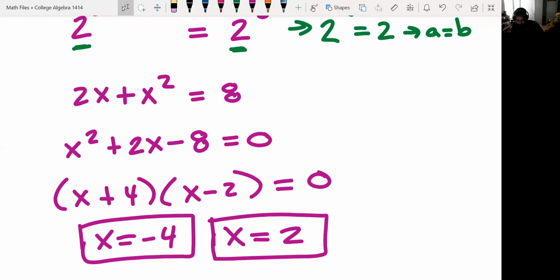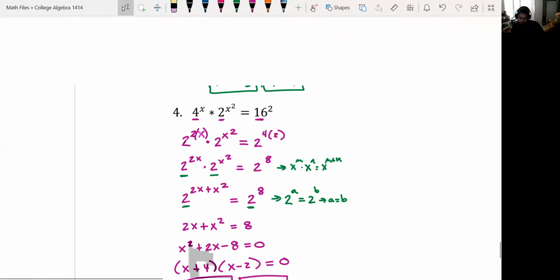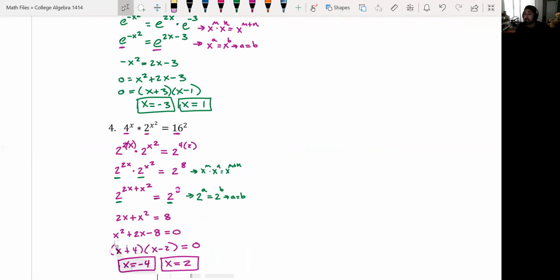And there you go. That's how we solve these exponential equations. Feel free to check your answers as well by plugging them in. If I plugged in negative 4, I'd get 4 to the negative 4, and then times 2 to the 16th, and then 4 to the negative 4. Maybe negative 4 doesn't work. Let me see.